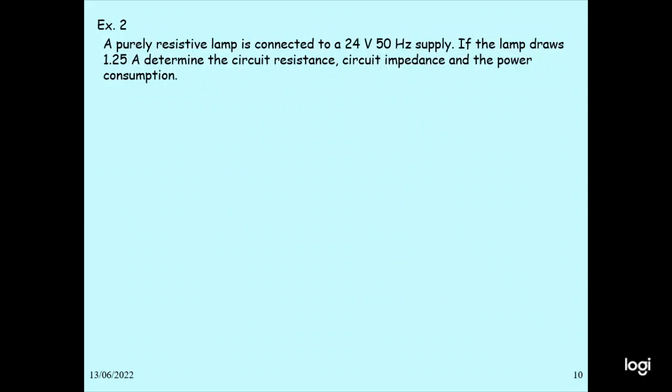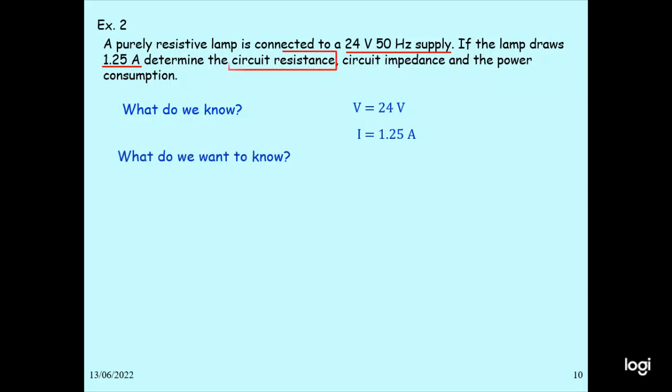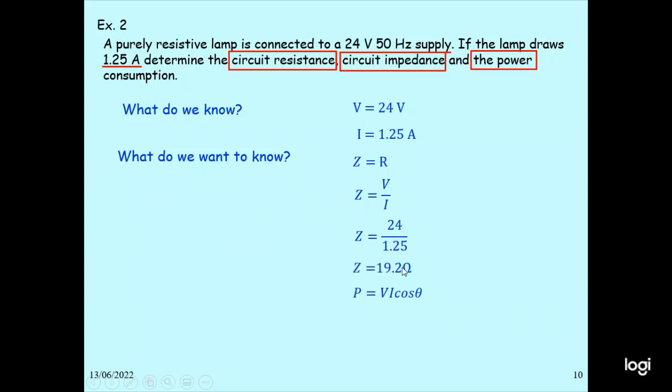Example 2: a purely resistive lamp is connected to a 24 volt 50 Hz supply. If the lamp draws 1.25 ampere, determine the circuit resistance, circuit impedance, and power consumption. So what do we know? In this case, our voltage is 24 volt and current is 1.25 ampere. What do we want to know? We want to know Z equal to R, Z equal to V by I, and then power equal to VI cos theta. So in this case, for the Z value we find 24 by 1.25, Z is 19.2 ohm, and power equal to 24 by 1.25 multiplied by 1, you get 30 watt.